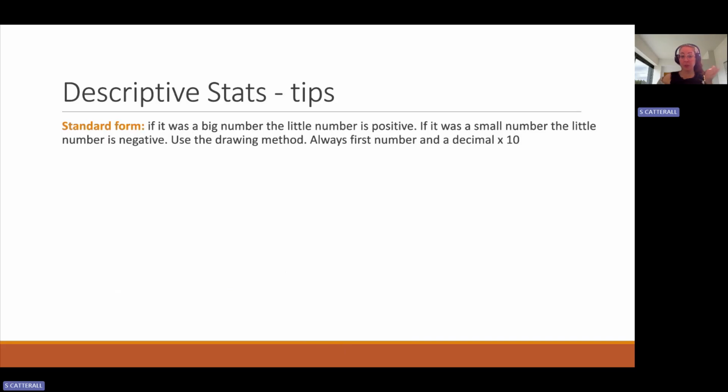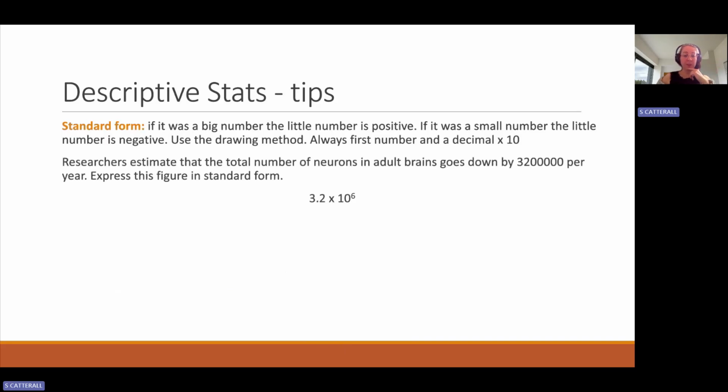Standard form, they like to ask about standard form. This is an example question here. So if it's a really, really big number, then the little number is going to be positive. If it's a really, really small number, like 0 point blah blah blah, the number will be negative. So that'll help you remember which way around that is. It's always whatever the number is, times 10, and then how many it is. So say, for example, with this one, you want 3.2, so you always do it like the first number, point, whatever. It'd be 3.2, whatever that one was, times by 10.